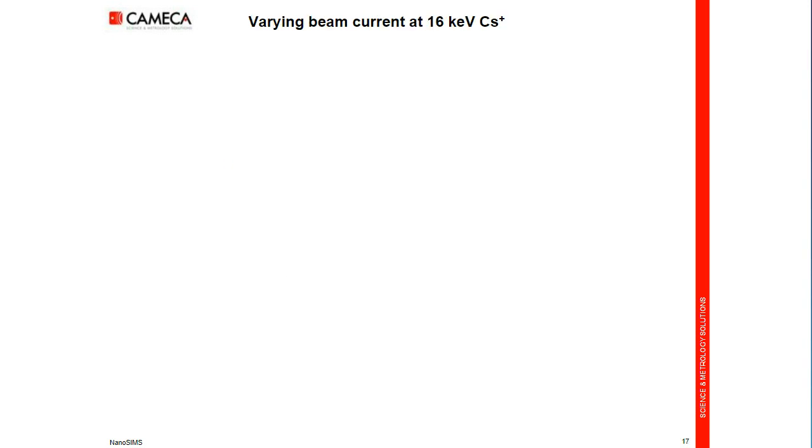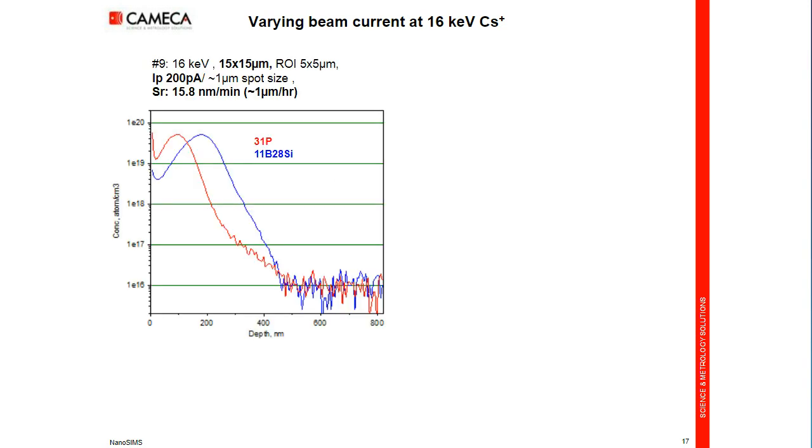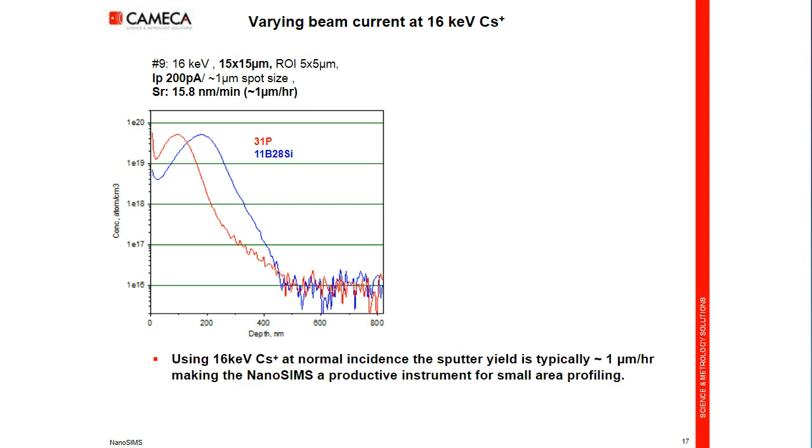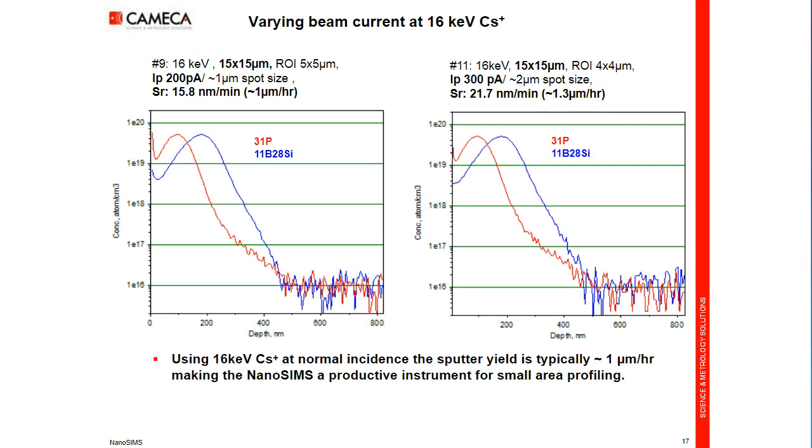We analyzed this co-implant of phosphorus and boron in silicon with 16 keV cesium in two conditions, 200 picoampere on the left side and 300 picoampere on the right side. So these conditions, together with a crater size of 15 by 15 micron, gave us a sputtering speed of typically more than 1 micron per hour. So this makes the NanoSIMS a productive instrument for small area profiling.